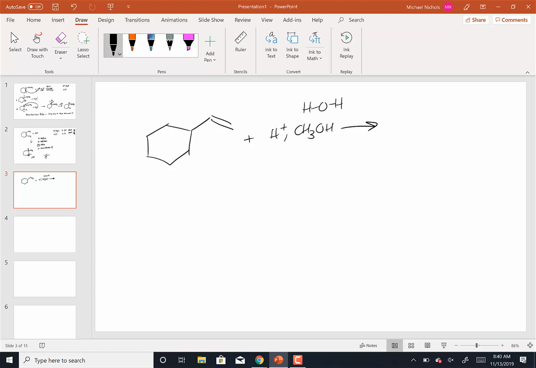In terms of writing the mechanism, my choice is I'm going to add H+. Am I going to add it to carbon A or B? Markovnikov's rule would say I need to add the H+ to carbon B. Why? Because I'm going to form the more stable carbocation. If I add my H+ to carbon B, I'm going to end up with a secondary carbocation. Then what is going to add to that carbocation? The entire alcohol.